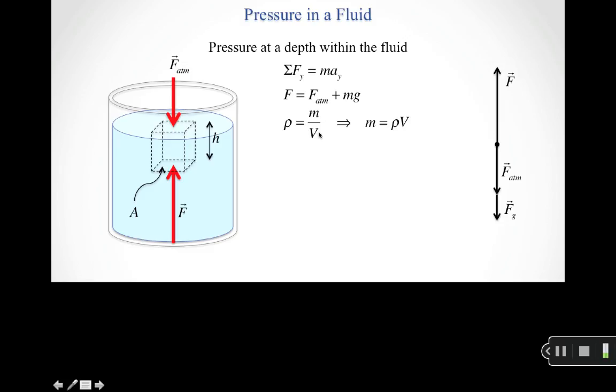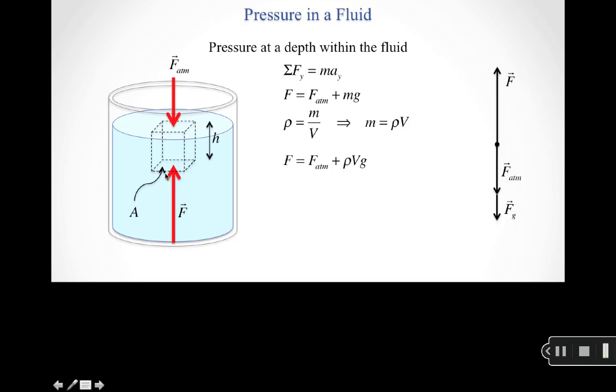Well, I know that the density is nothing more than mass divided by volume. So if I take my density equation and solve it for mass, I get that the mass is density times volume, and that's often an easier thing to do with fluids, is to measure their density and the volume they take up rather than trying to measure their mass. So we're going to substitute that in, and so we get this expression now.